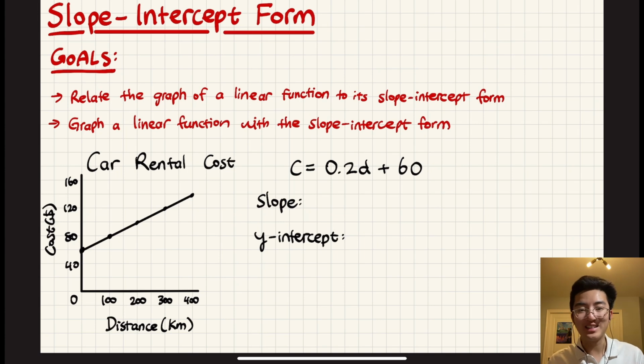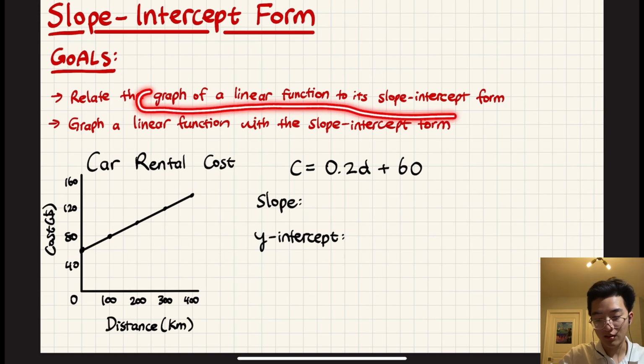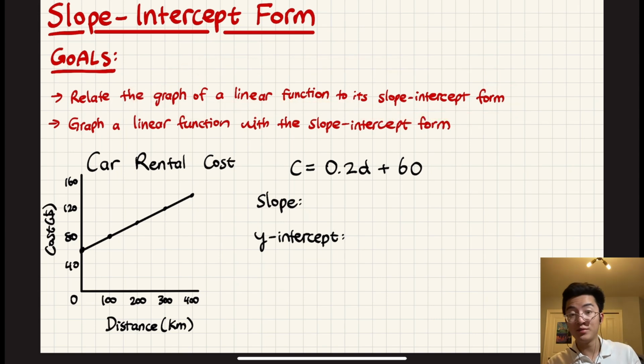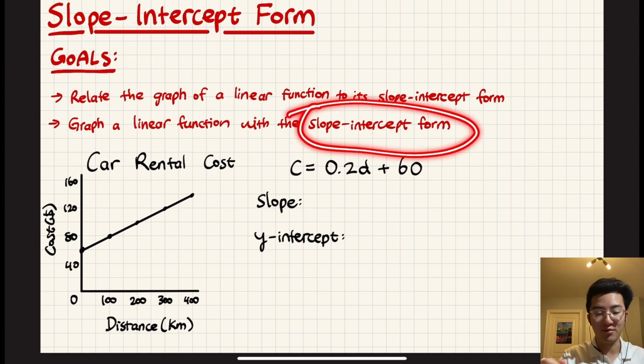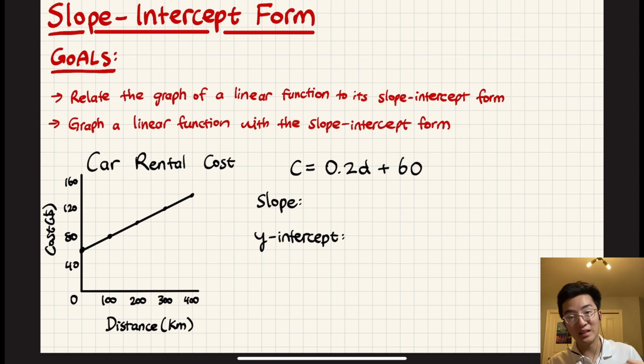All right, welcome to our lesson today on the slope-intercept form. For today's lesson, it'll be pretty straightforward. We'll try to find the slope-intercept form of a given graph of a linear relation, and then we'll go backwards, where we are given a slope-intercept form, and we'll go backwards to make the linear function.